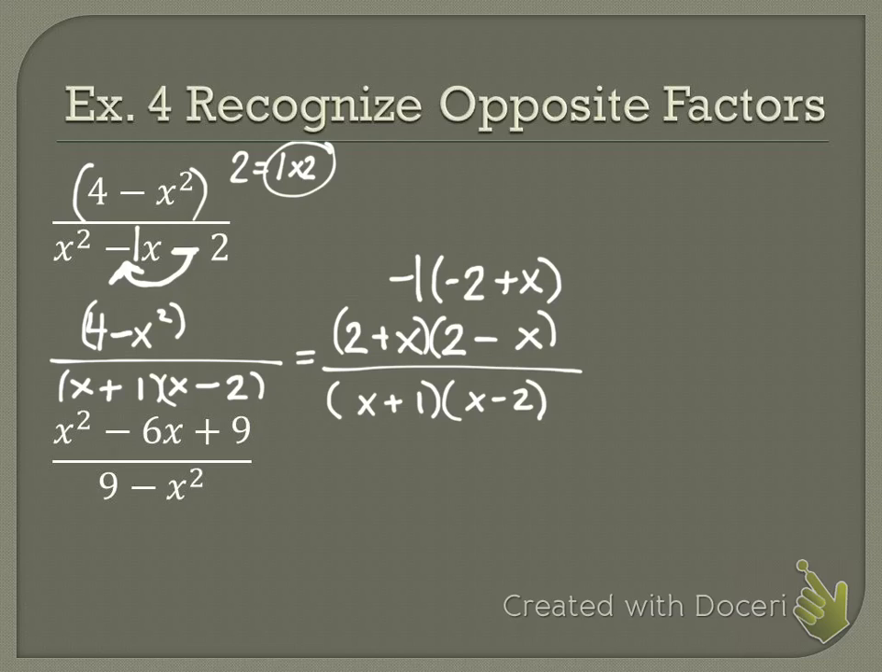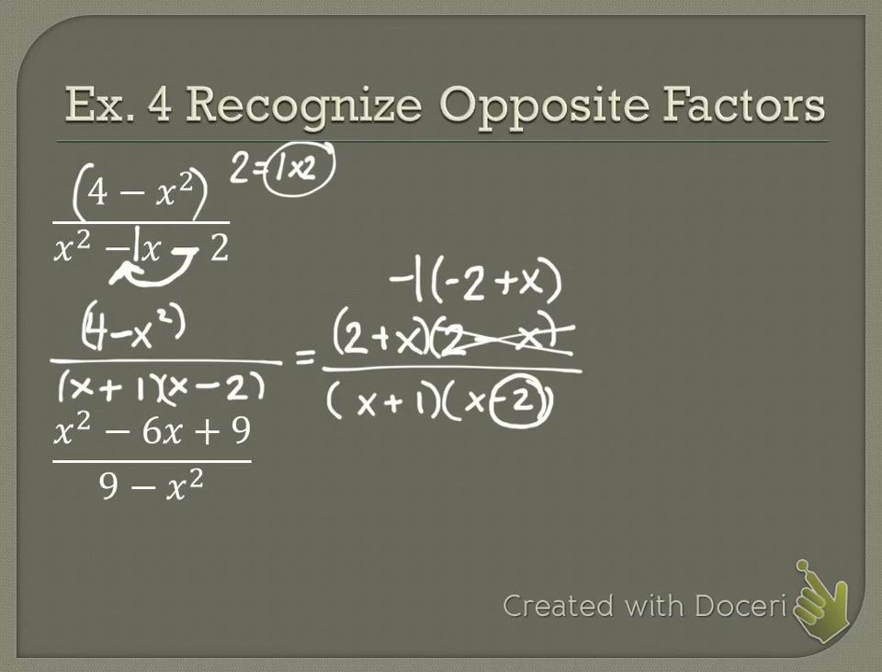Okay? Now, that means I've done away with that term, and my new term is now -1 times -2 plus x. So let's look at this. Is this going to work out? I look at this problem right here. Is x positive or negative on the denominator? Positive. Is x positive or negative on the numerator? Positive. Okay, that's working out.